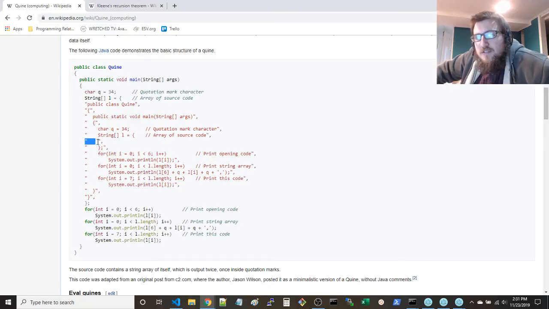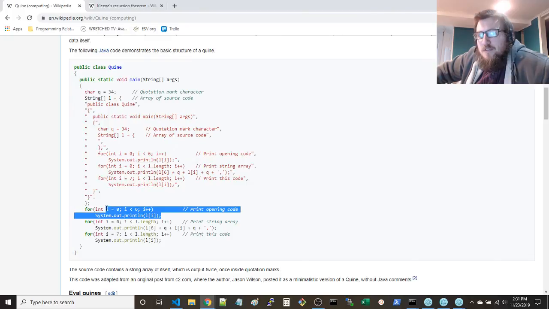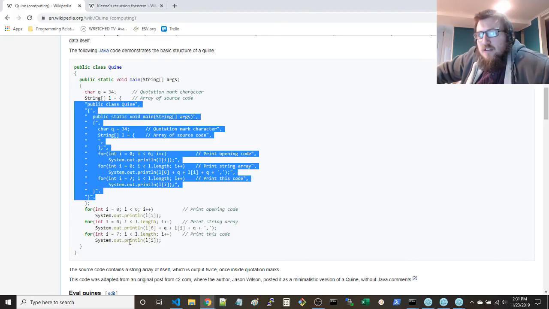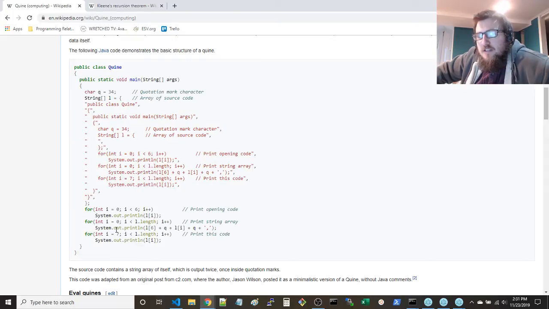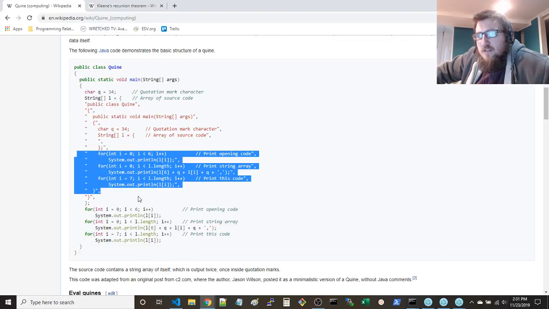So it gives you this tab character plus these quotations plus L of I, right, and a comma. So you print all of these. First you print the opening, then you print this entire thing, and then you say from 7 to the end, you just print this part, without the quotation.